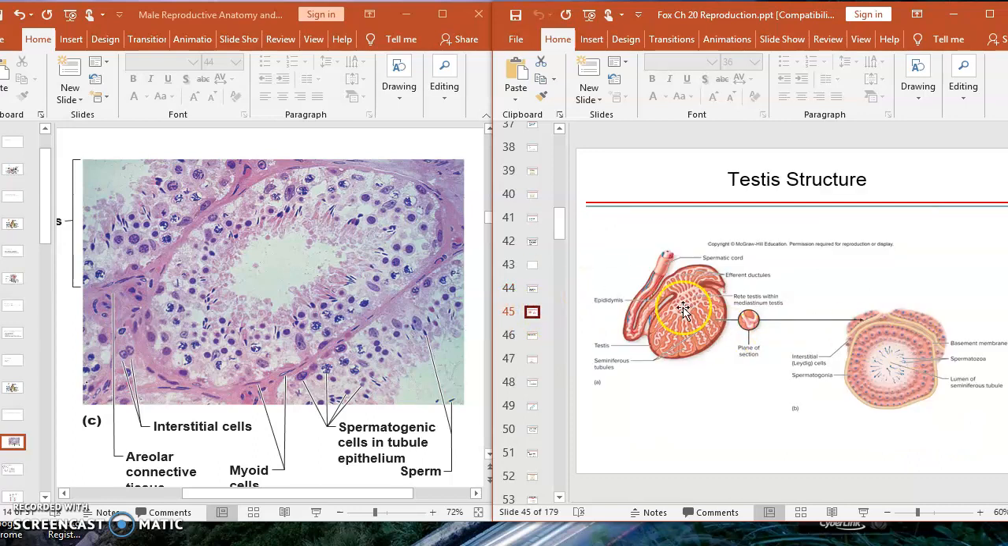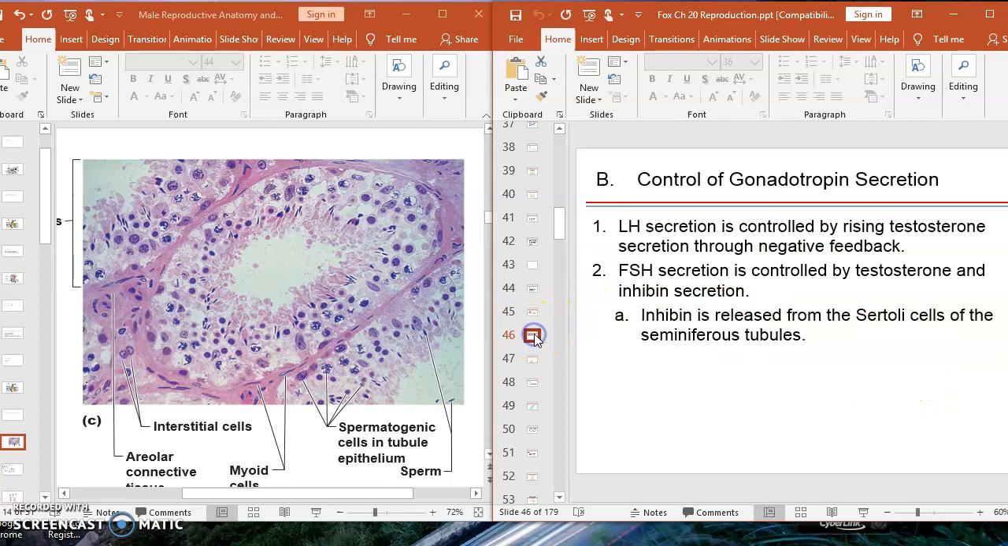Here's the testes again, which we've seen before. LH secretion is controlled by rise in testosterone through negative feedback. So in other words, testosterone produced by the interstitial cells, as it rises and gets into the bloodstream, can cause inhibition, negative feedback at the anterior pituitary and at the hypothalamus with the gonadotropin releasing hormone. FSH secretion is controlled also to some extent by testosterone, but a major factor of its inhibition is really inhibin, which is produced by the Sertoli cells. Okay?